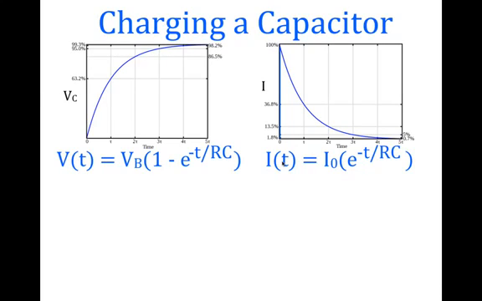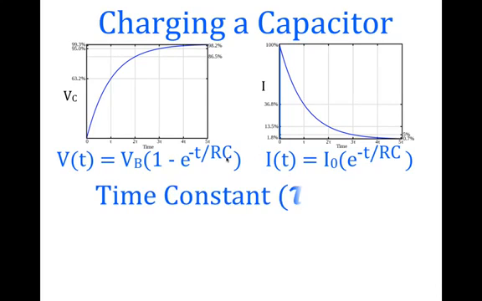And we have a similar equation for the current with respect to time. It's the initial maximum current times e raised to the power of minus t over RC. Now, what is this RC? This RC is our time constant. The time constant is calculated as, tau is the symbol for time constant, R times C, the resistance of the resistor times the capacitance of the capacitor.